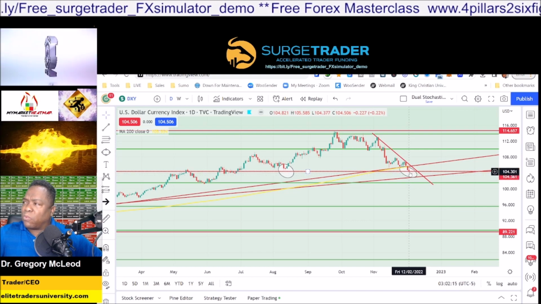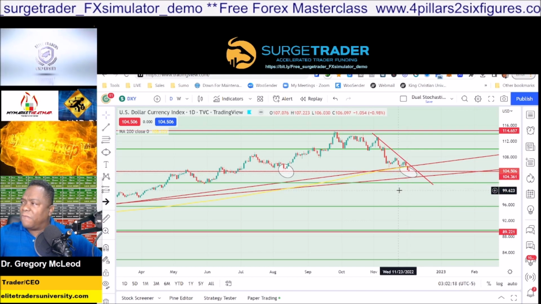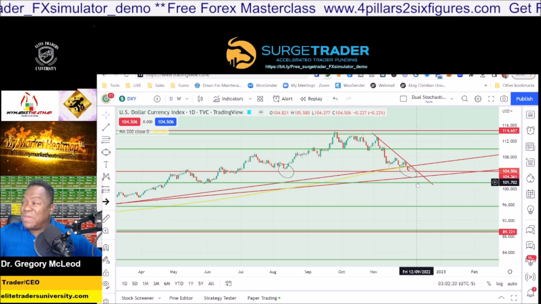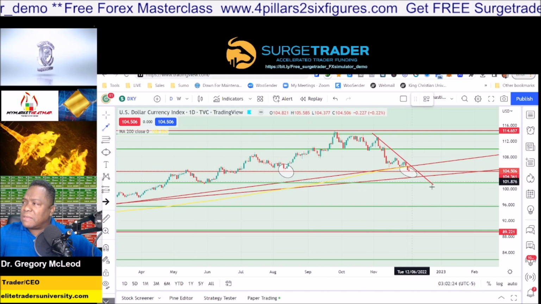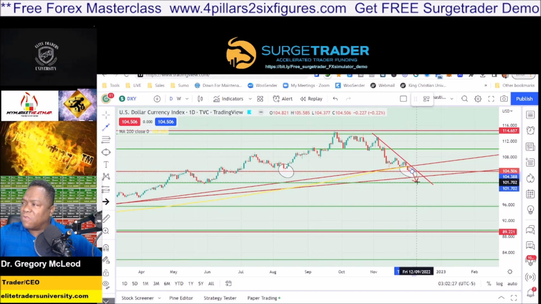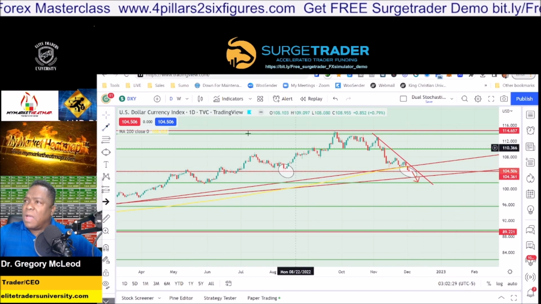It's like, yeah, but this thing is coming down really hard. We might look for a break from this 104.50 area and probably move 300 pips down to 101.70 or so. That looks like what's going to happen, as we are really seeing a very strong push here. Now this is a daily chart.